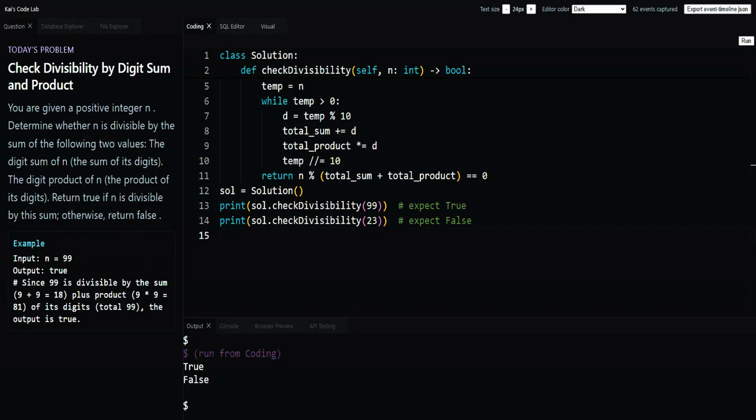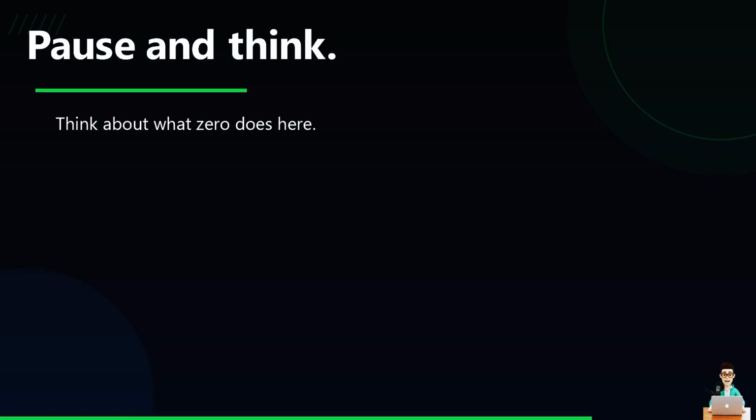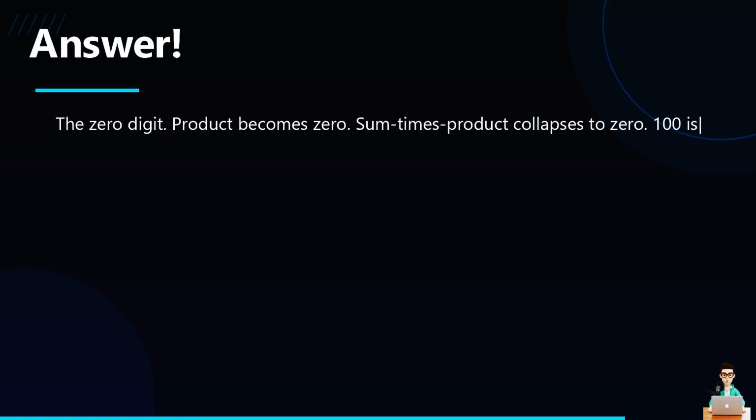Quick one, for n equals 100, one digit trips up the sum times product check. Pause and guess which. Take a second before I give it away. It's the 0. Any 0 digit zeros out the whole product. So the combined check always fails for a number like 100.